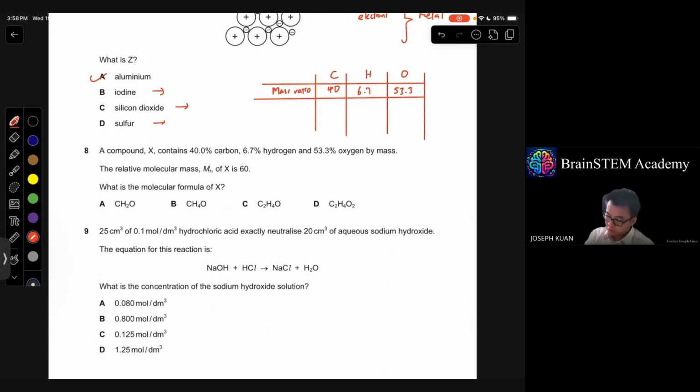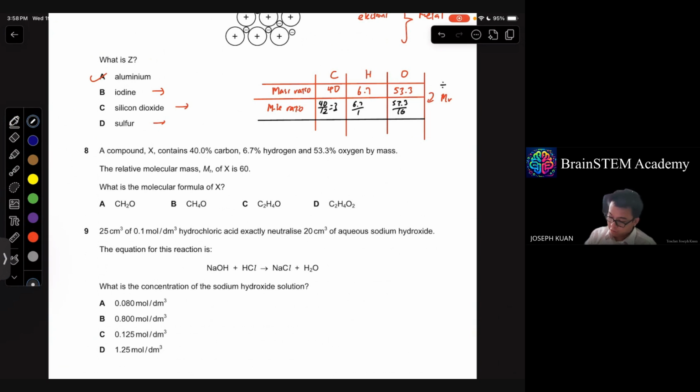Then to find the mole ratio, we have to divide these mass ratios by their respective relative mass, which is 40 out of 12, 6.7 out of 1, and 53.3 out of 16. And these will give us particular values, which we have to use our calculator for.